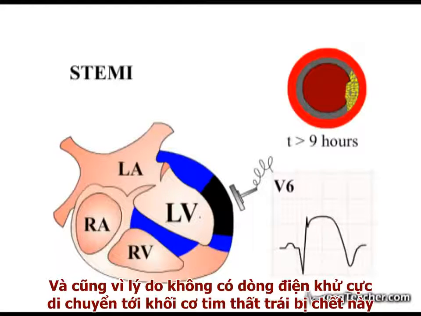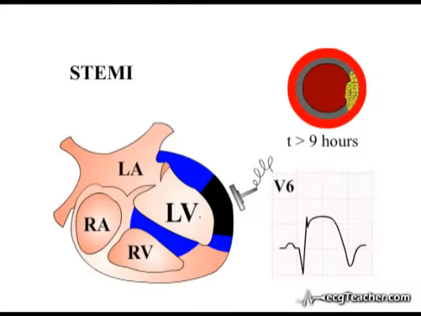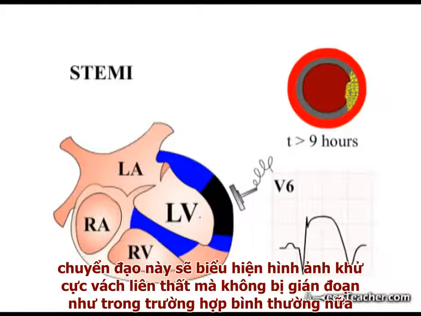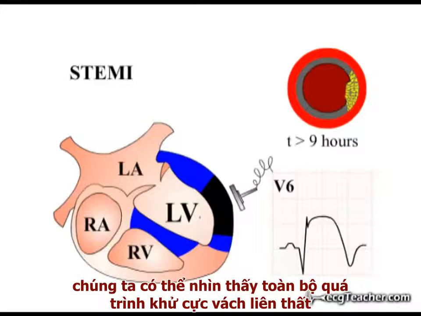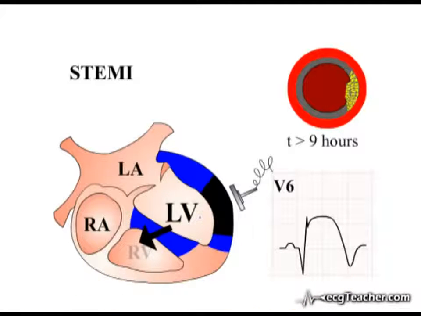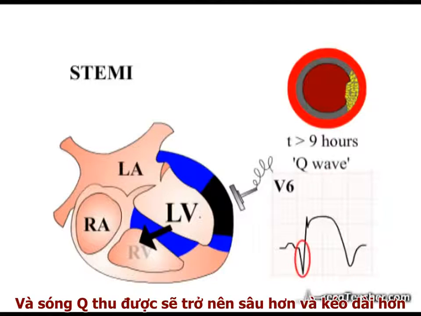And with no current traveling through the dead left ventricular muscle underneath it, the lead now has an uninterrupted view of septal depolarization. In effect, the infarct has created a window through which lead V6 can see the entire process of septal depolarization, and the recorded Q wave becomes deeper and more prolonged.